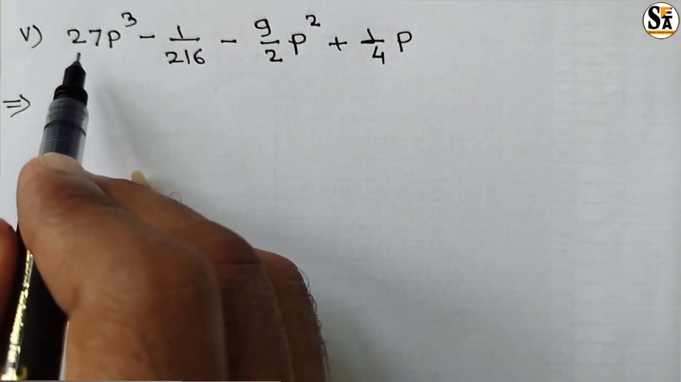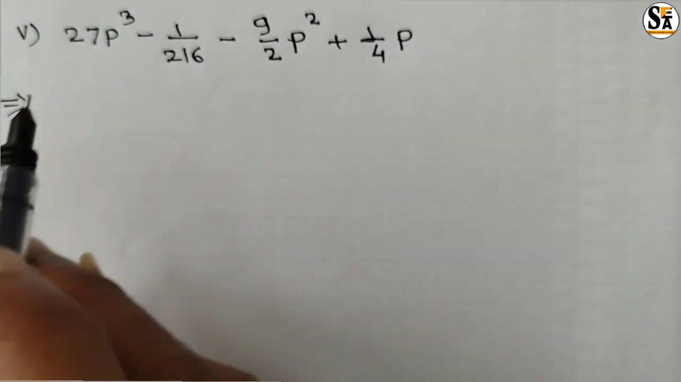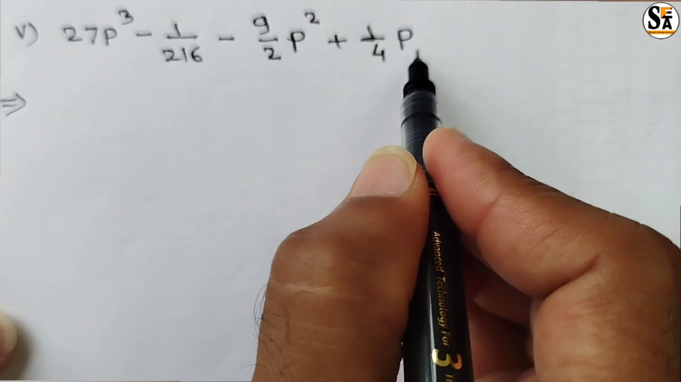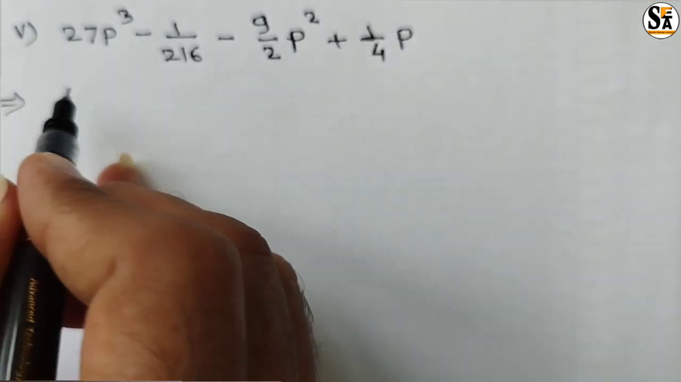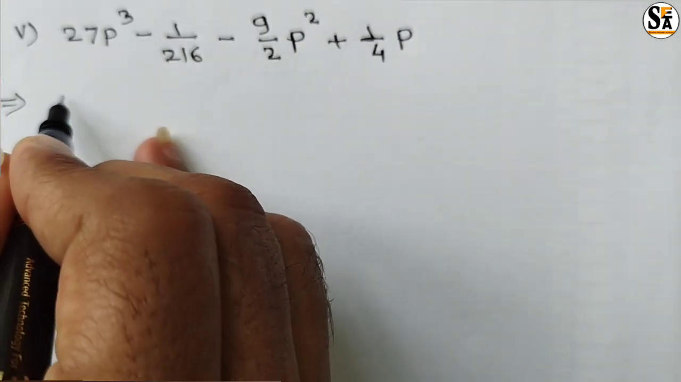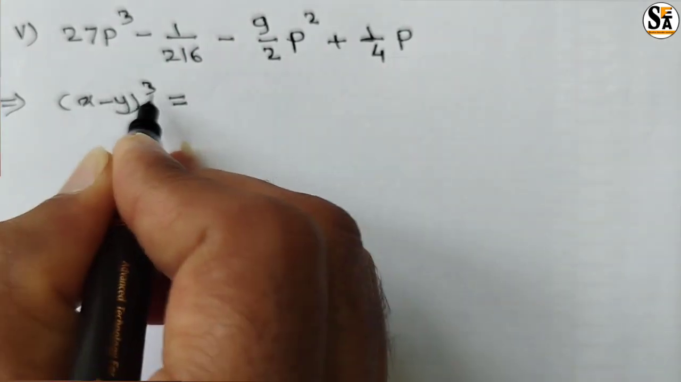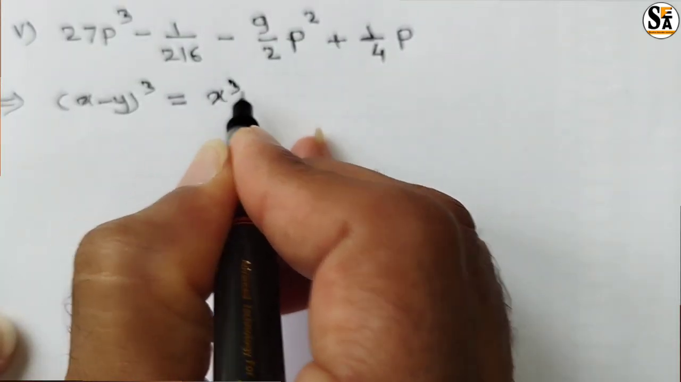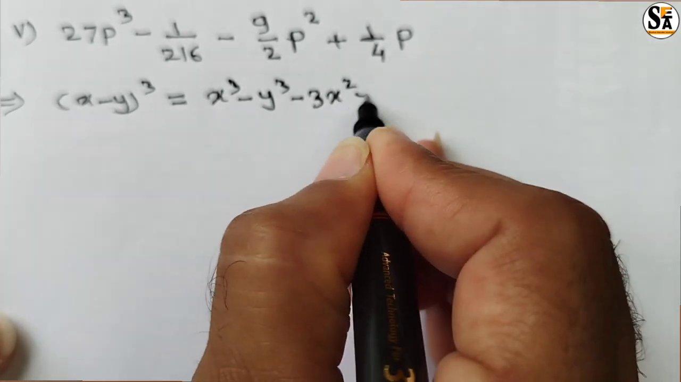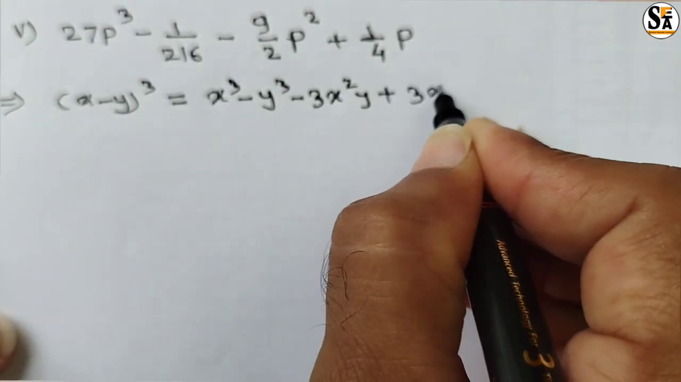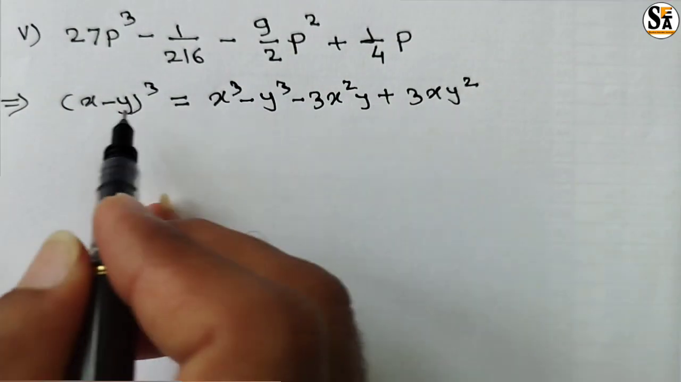Now see the last sub-question for this question number 8 of exercise 2.5. Here 4 terms are there and we have to factorize these 4 terms in such a way that we can use the identity. See here, identity like (x minus y) cube, and the expansion of this identity is x cube minus y cube minus 3x square y plus 3x y square. Now we have to convert each term in this format so that we can use this identity.